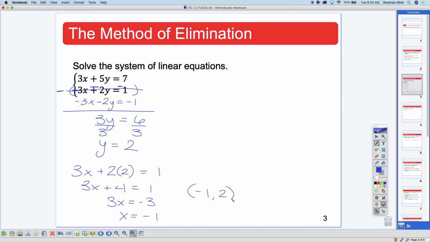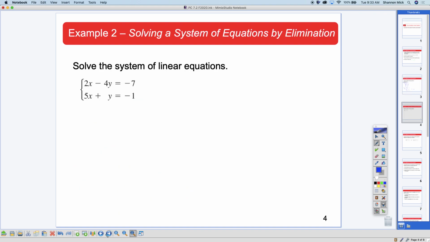Wait, how'd you check it? I just plugged in my x and my y into both. Do they have to make both equations true? Yes. Or it's a no solution. Or you did it wrong.